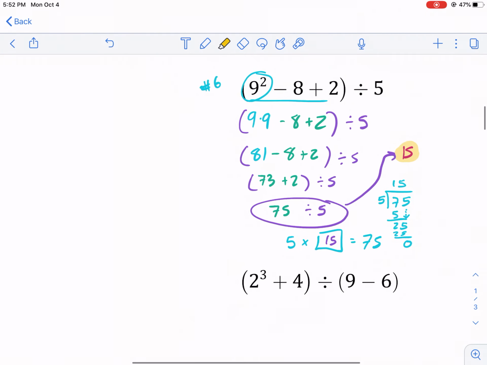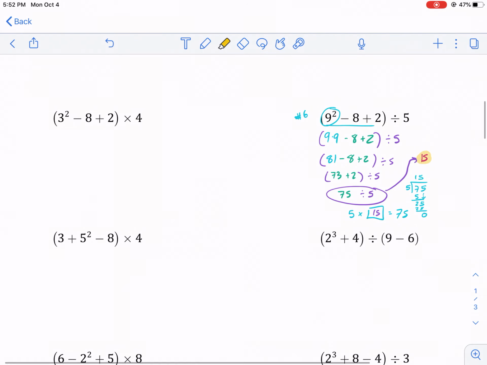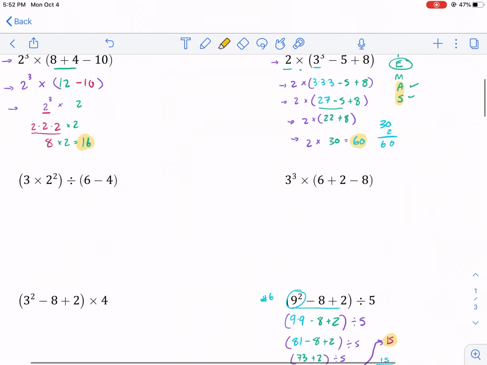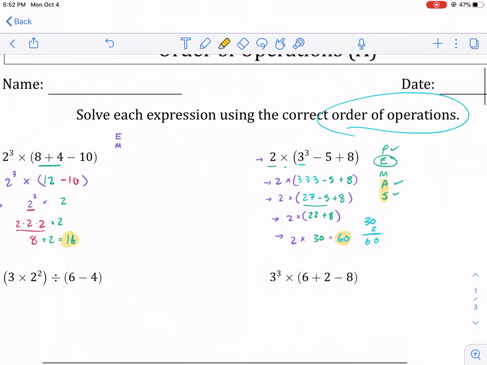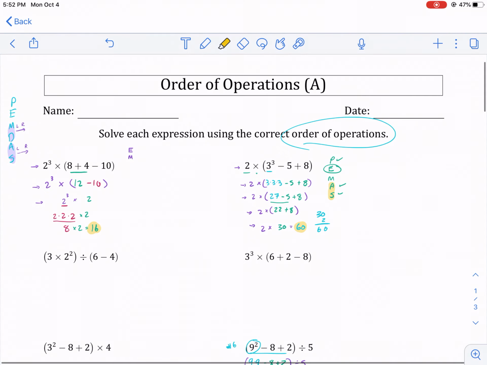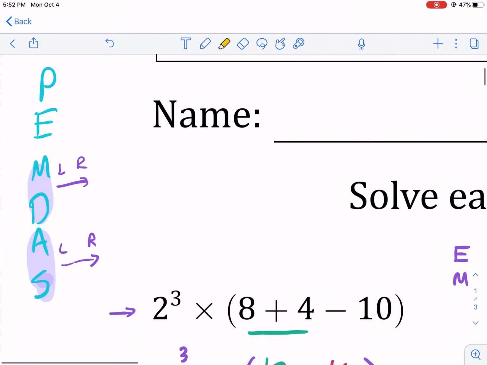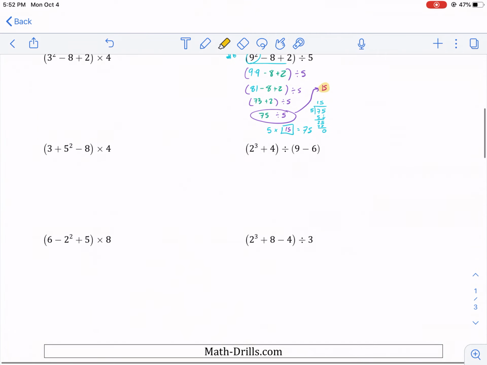Okay, so that's your quick summary of order of operations. Make sure you take it step by step. Always do your parentheses first, then exponents, then multiplication and division, left to right, then addition and subtraction, left to right, and you should be good to go.